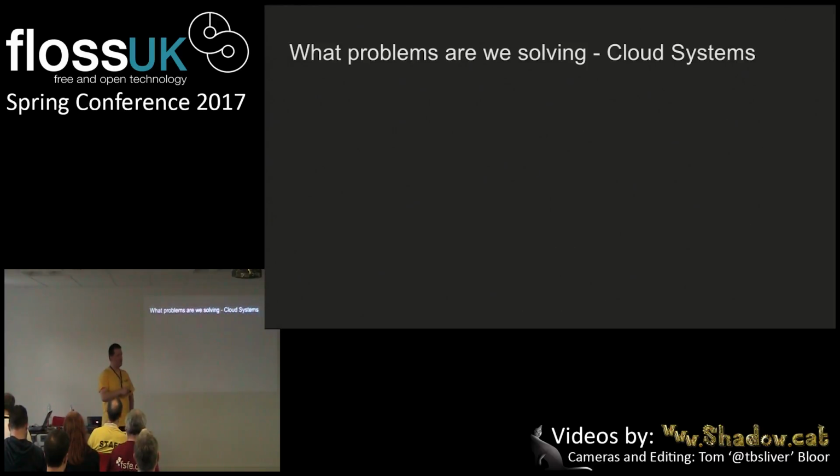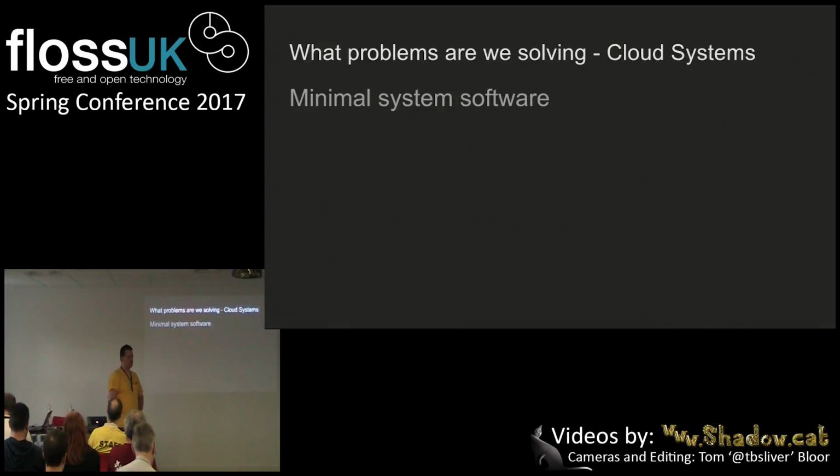Similar problems in cloud systems. Minimal system software. Alpine Linux doesn't run very much. Debian doesn't run very much. The CentOS Minimal has very little software installed. But everything seems to have SSH, assuming you want to do some management of it. Not all Docker containers have SSH.